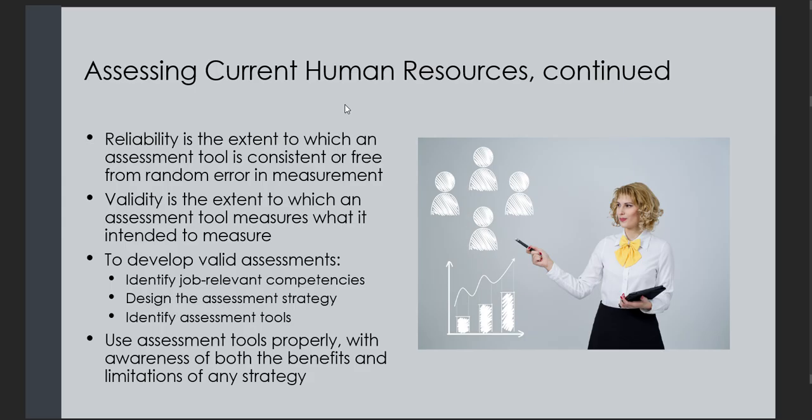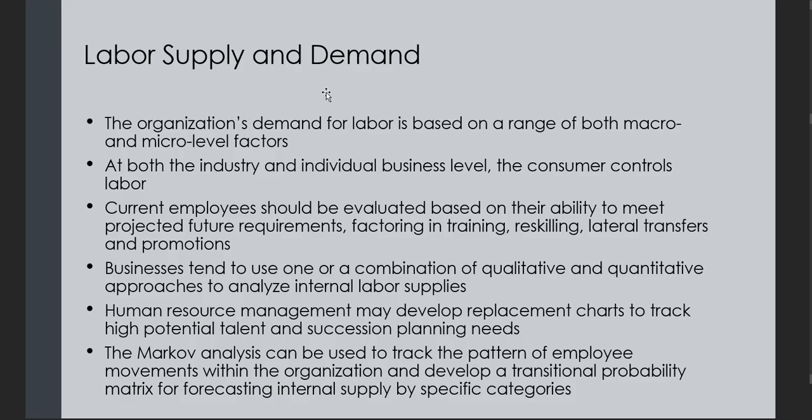Reliability without validity is meaningless. You can't consistently measure the wrong thing. That's reliable but invalid. Both are needed for effective assessment. So I'm going to say that again. You can consistently measure the wrong thing. It's reliable, but it's wrong. It's invalid. So both work hand in hand together. They complement one another and are needed for effective assessment. So you can work hard, but you need to work smart. Remember that. Now, moving on to labor supply and demand.